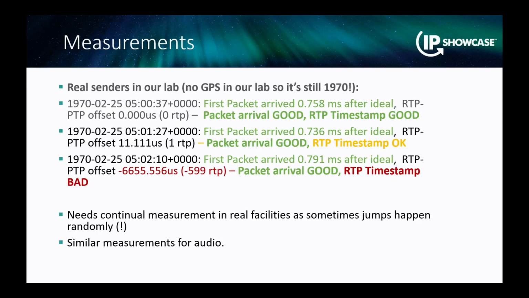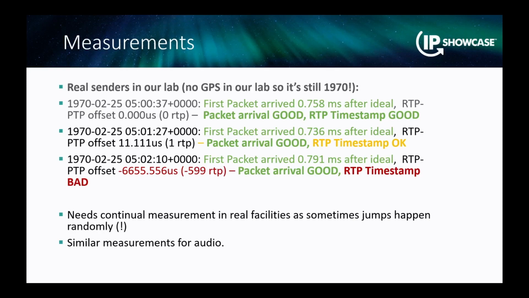Let's look at a problem we have in a facility before going into the real nuts and bolts of EBU list and 2110. So first packets arrived 0.758 milliseconds after ideal, and its RTP PTP offset is 0. It's spot on. Both are good, broadly speaking. So the second sender is interesting. Its first packets also arrived reasonably on time.